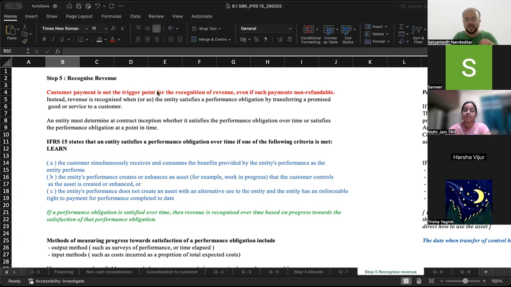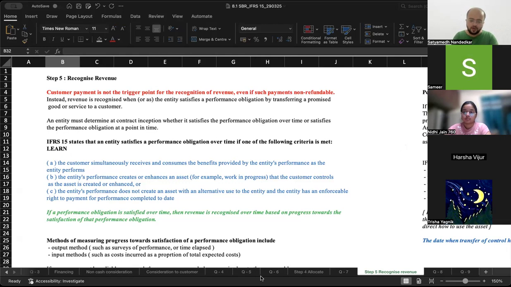देख लिया? अच्छा, you have to check whether the performance obligation is satisfied over a period of time first. Then you should go and check the point in time वाला condition. ठीक है, पहले इसको disprove करो and then go ahead with that one. Okay, not otherwise.